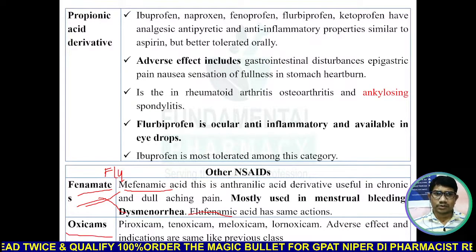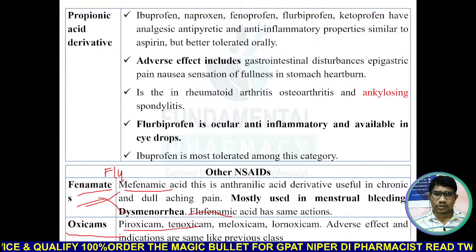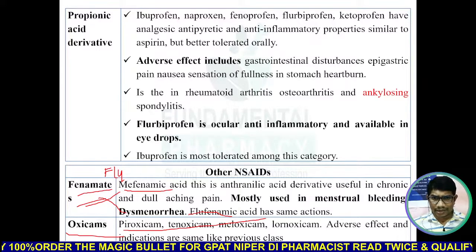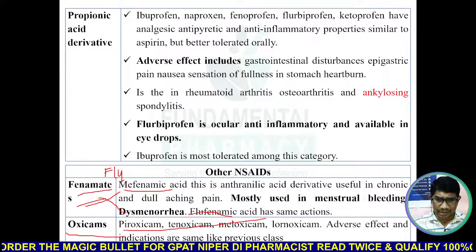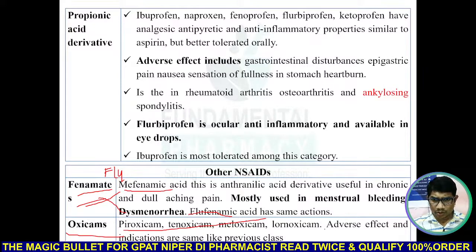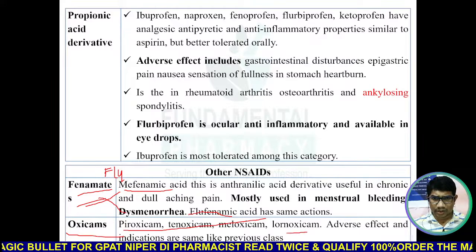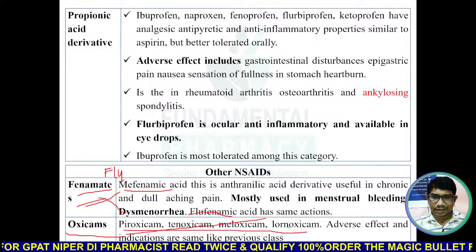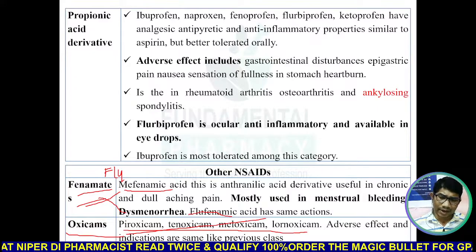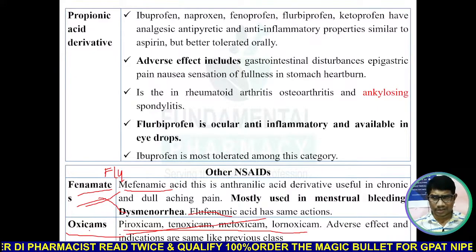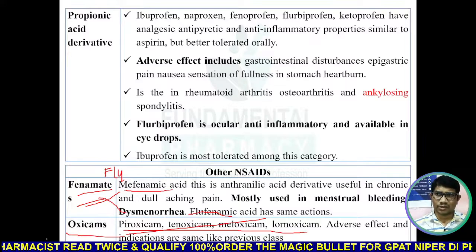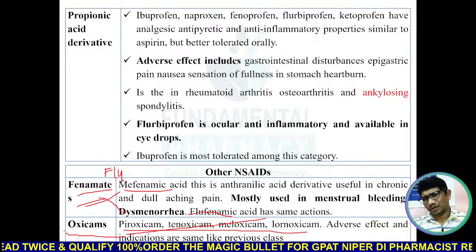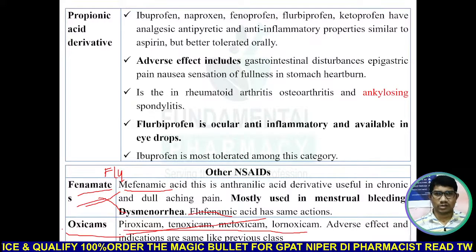Now oxicams: in that you have piroxicam, tenoxicam, lornoxicam, and meloxicam, right? They are the longer acting drugs. Meloxicam, tenoxicam, piroxicam, lornoxicam, all these drugs are longer acting. Again, their adverse effects are similar to other classes, like liver toxicity, skin toxicity, irritation to the GIT, nausea, vomiting.